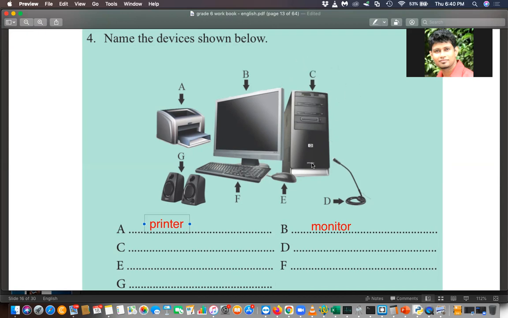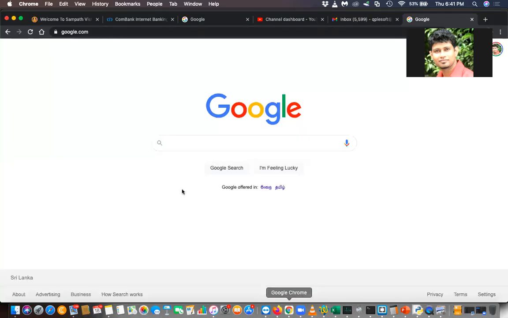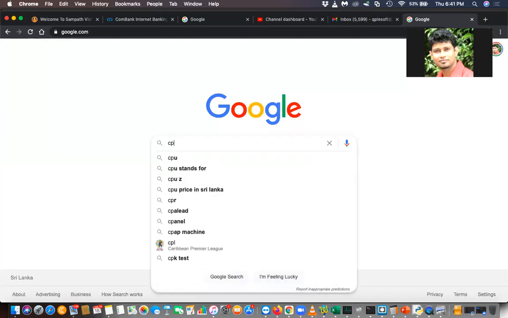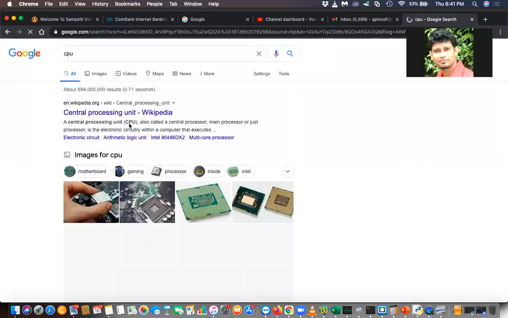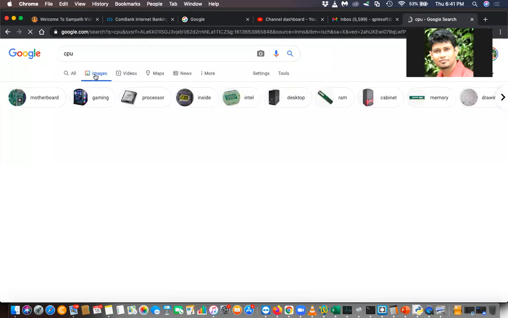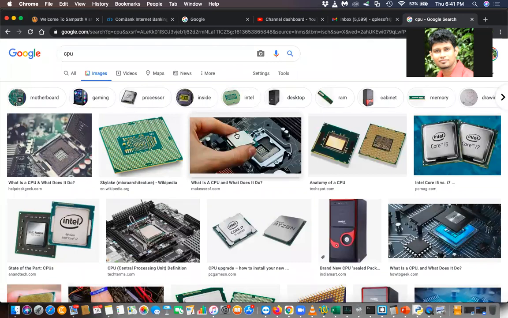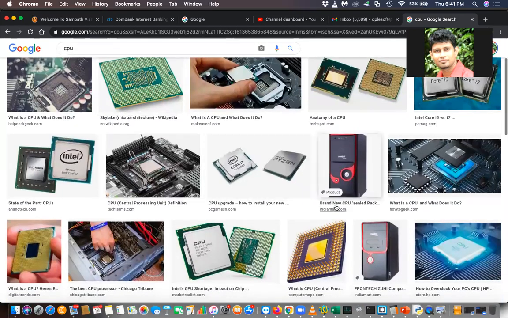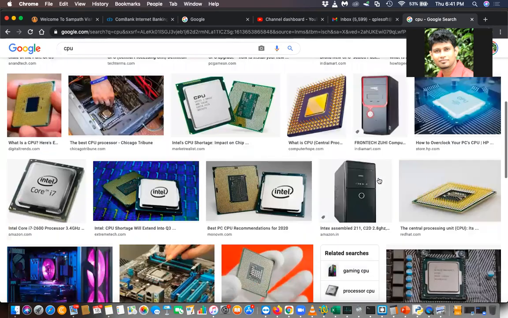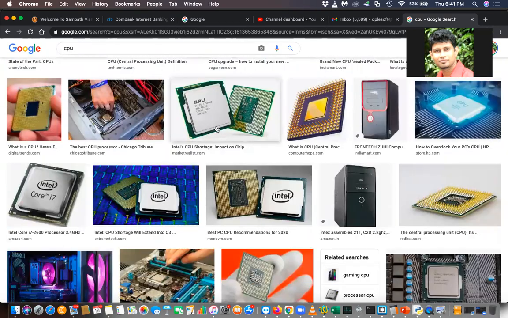CPU really means the processor inside this. This is the CPU. Can you see? Okay, this part is called CPU. You can see the processor, that is called CPU. But some shops and all, they are saying this as a CPU, but that is not correct. So this is what CPU is.